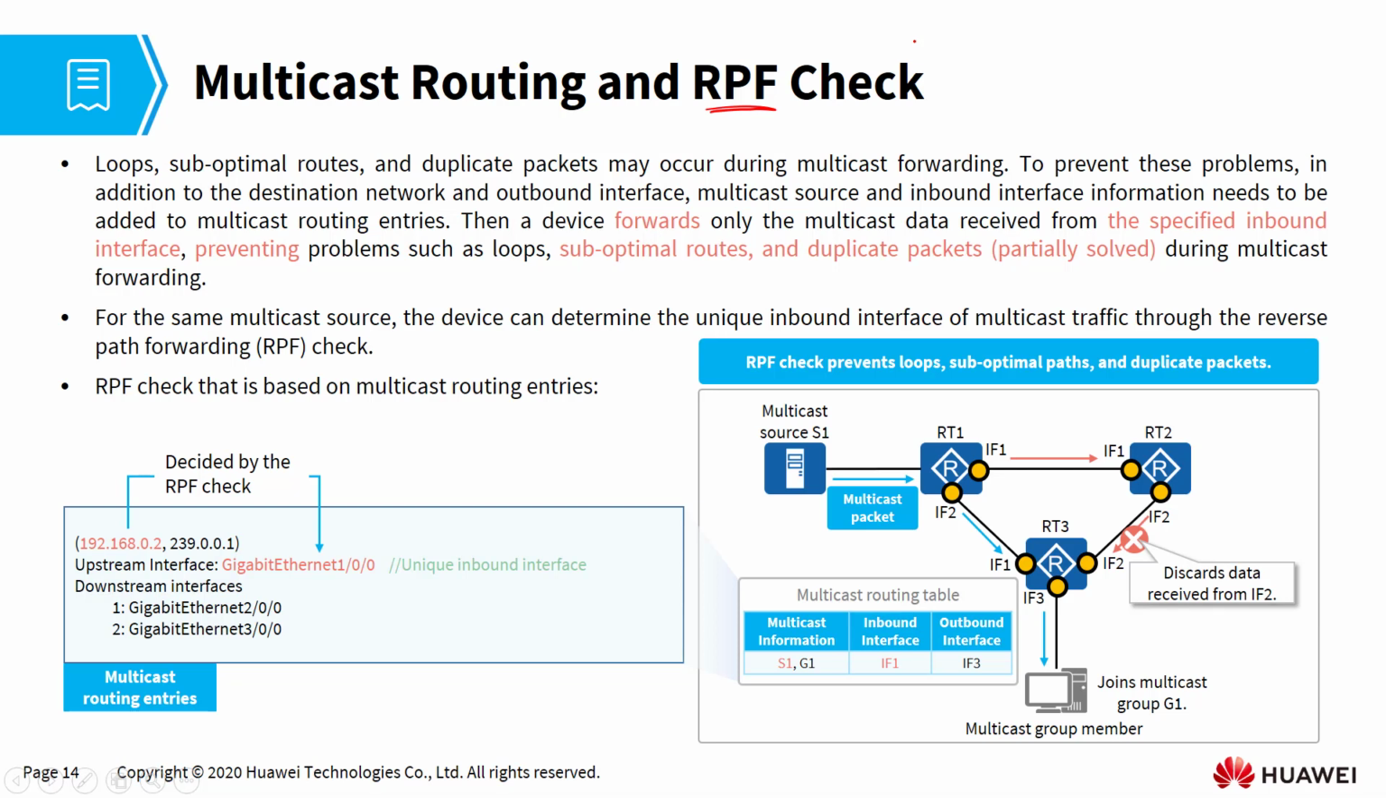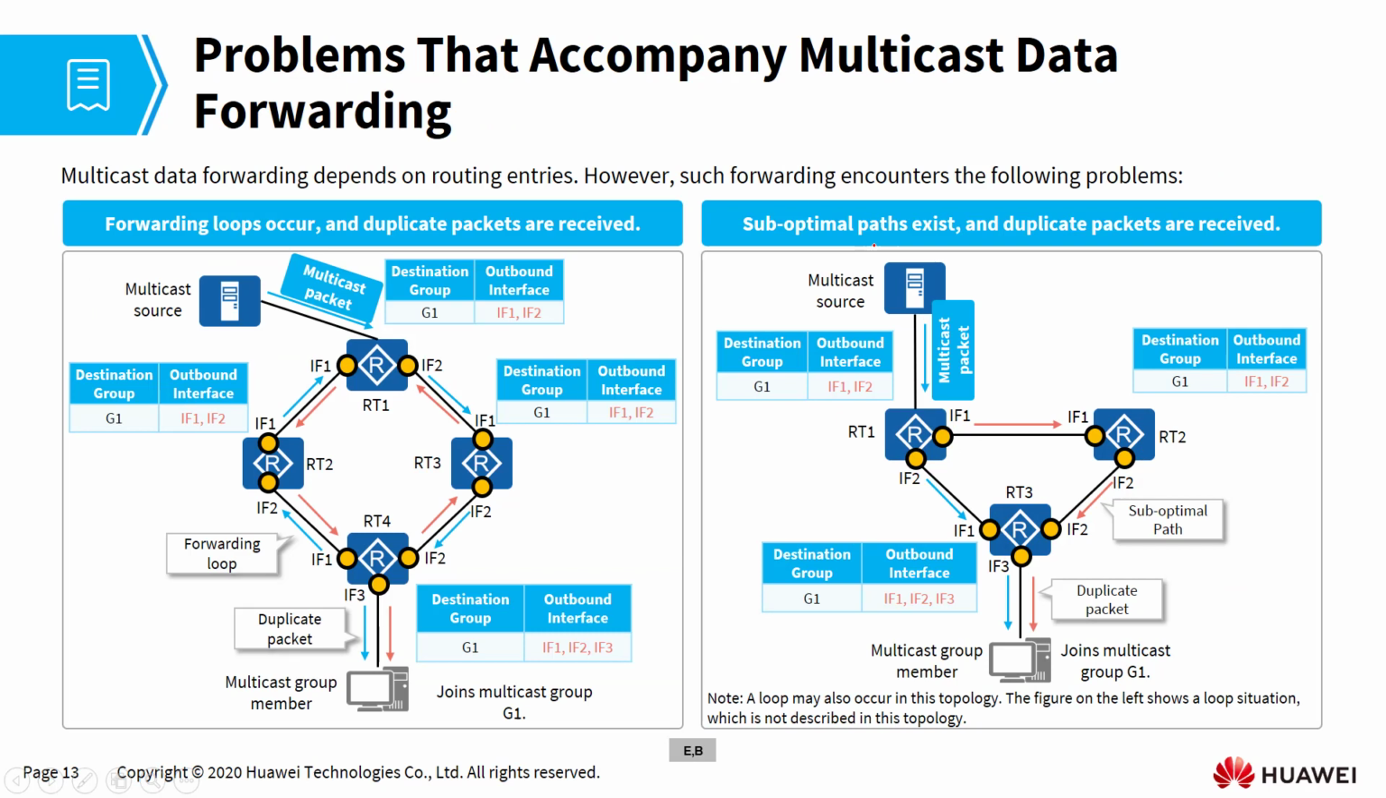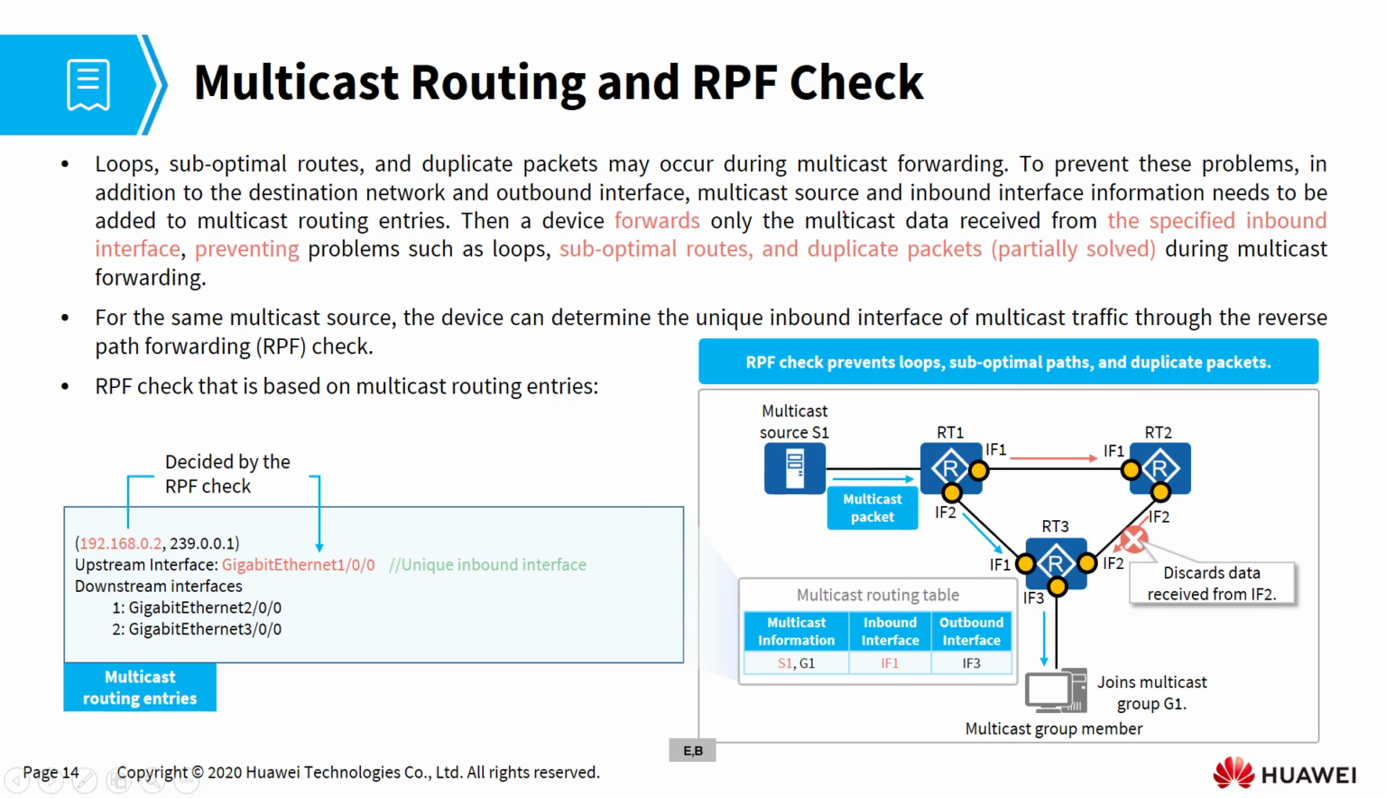It's just what we have just seen. Loops and suboptimal routes and duplicate packets may occur during multicast forwarding. To prevent these problems, in addition to the destination network and outbound interface, we need to define the inbound interface. You realize that when routing, we are only interested in where am I going, what's my outbound interface, which of course helps me know the next stop. But if we use this for multicasts, we are going to have these problems we have just mentioned here. The problems are loops, suboptimal paths, and duplicate packets.